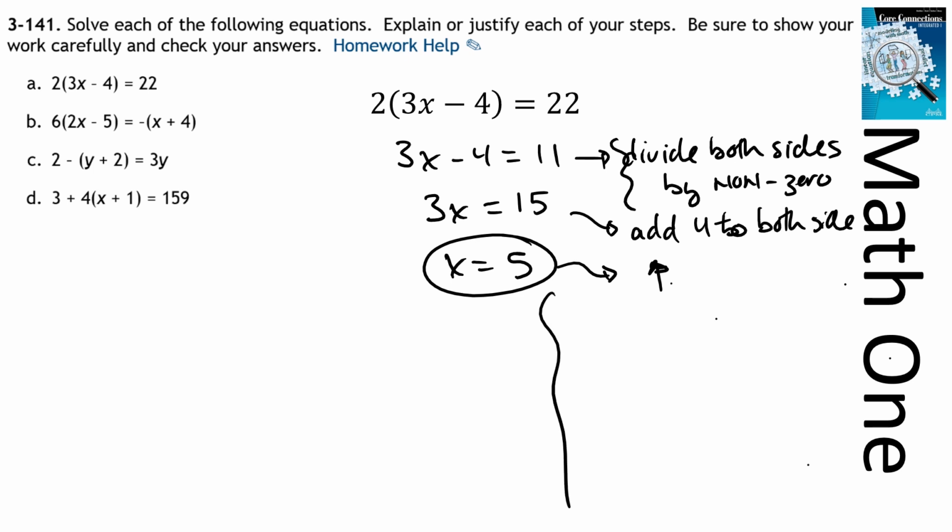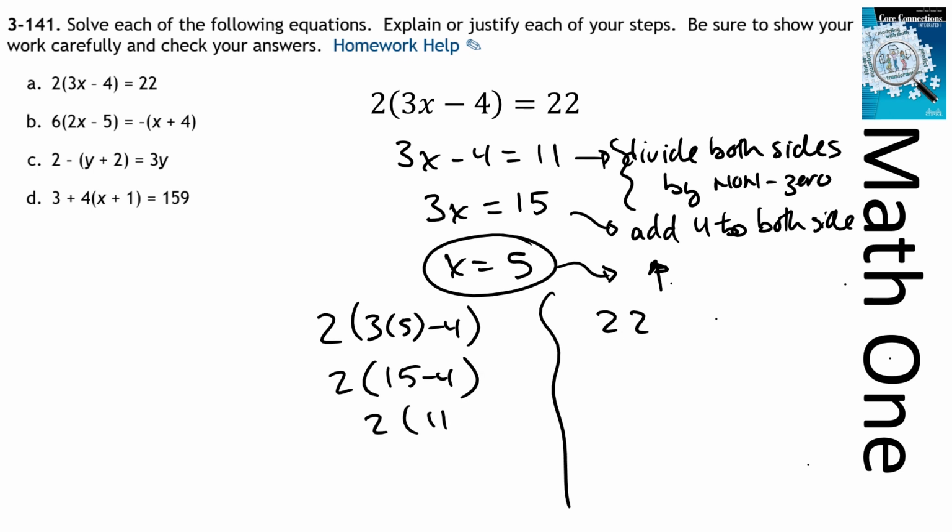So over on the left hand side, I've got 2 times the quantity of 3 times 5 minus 4, and I'm seeing if that's the same as 22. 3 times 5 is 15, so I've got 2 times 15 minus 4, which is 2 times 11, which is indeed 22. So you can see that 5 is the value that makes this statement true, right? It makes both the left and the right-hand side equal to each other. So that is the solution to this equation.